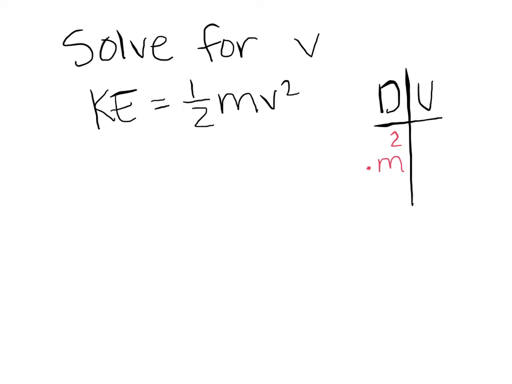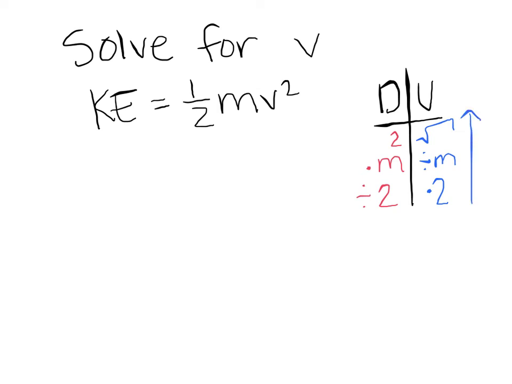Multiplying by 1/2, cutting something in half, is dividing it by 2. So I'm going to write divided by 2 in my do column. Now let's fill out our undo column. The opposite of dividing by 2 is multiplying by 2. The opposite of multiplying by m is dividing by m. And the opposite of squaring, you guys should be good at this now, is doing the square root.